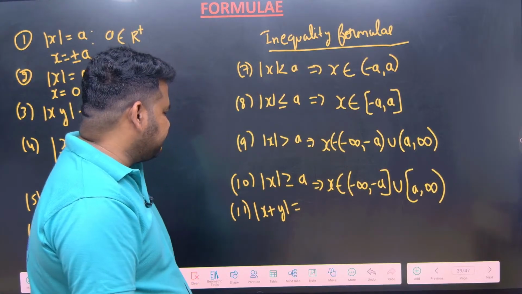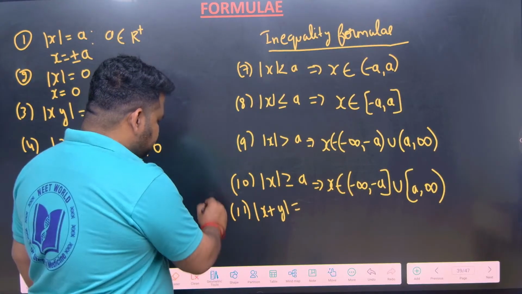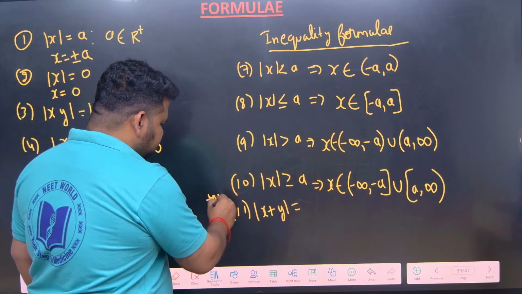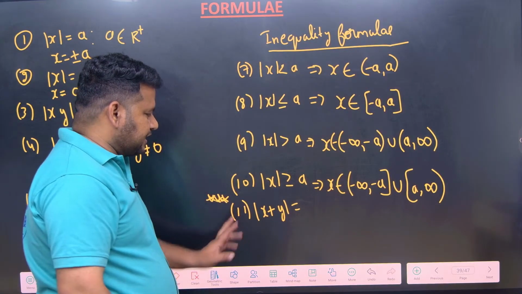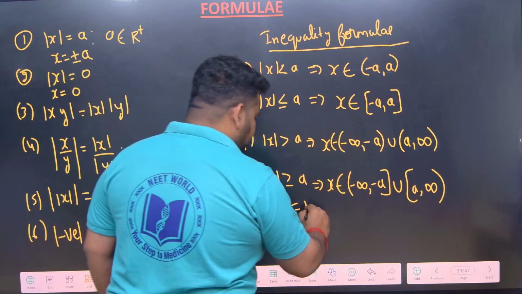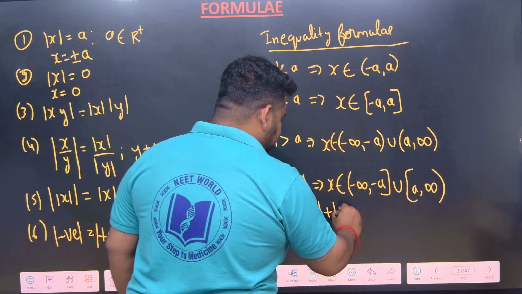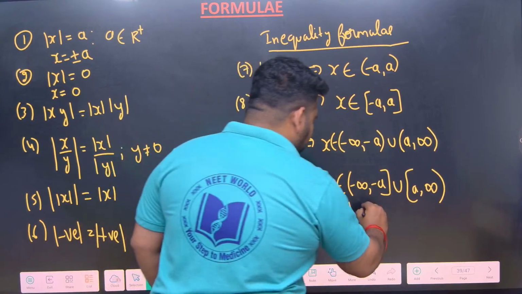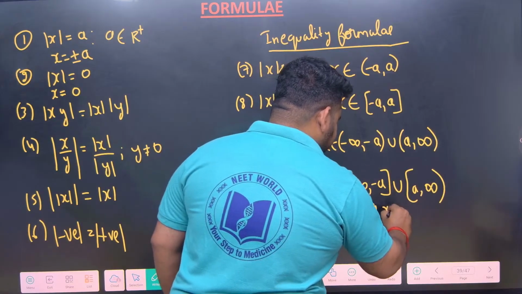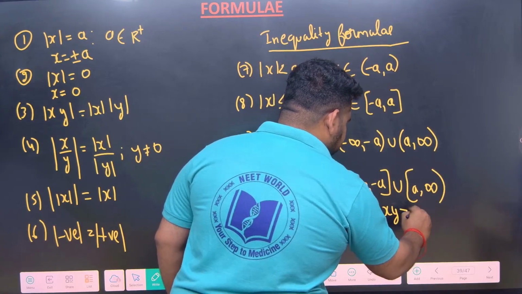Next, a very important formula. These formulas are highly important. So mod of x plus y can be written as mod x plus mod y, if and only if the product xy is greater than or equal to 0.